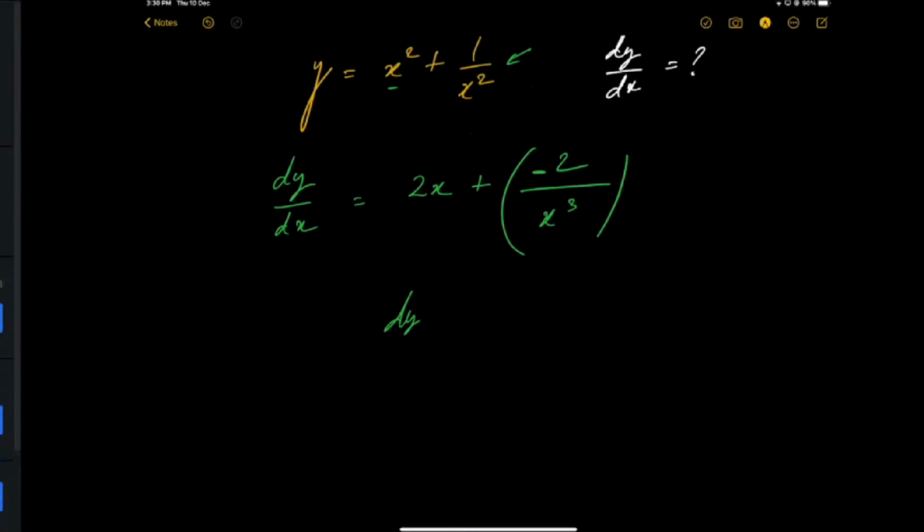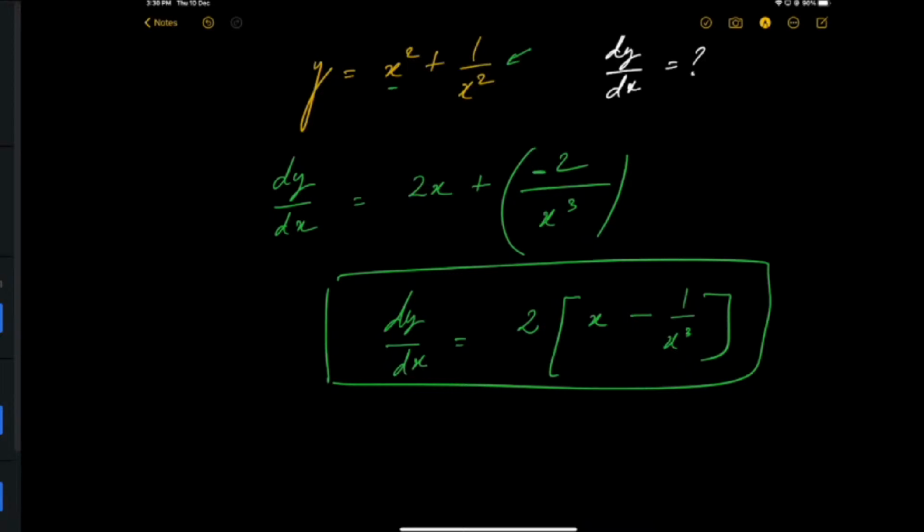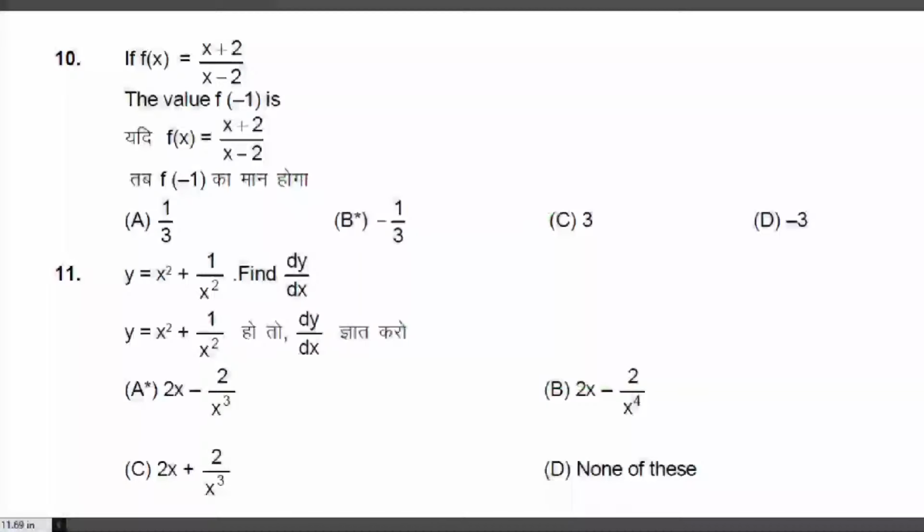dy by dx equals, if you take 2 common here, you'll get x here and minus 1 by x cubed. So the answer can be written something like this. Let us see how the answers are given in question number 11. He hasn't taken 2 as common. So your answer is 2x minus 2 by x cube.